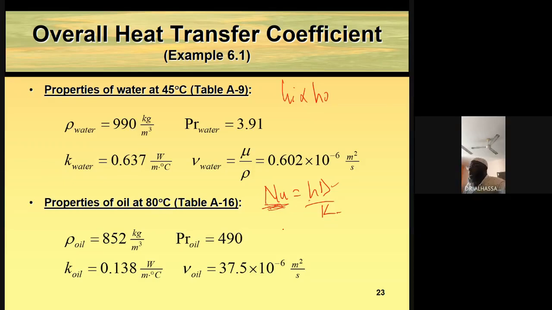Then we need to find our Reynolds number. You understand me? So Reynolds number equals the velocity times the hydraulic diameter divided by kinematic viscosity. All these parameters, kinematic viscosity, density, thermal conductivity, can be determined if you know the temperature of the fluid. So here we know the temperature of water. So the density of water, Prandtl number, thermal conductivity, and kinematic viscosity are already given. And for the second fluid also, at these temperatures, these are the thermal properties of the fluid.